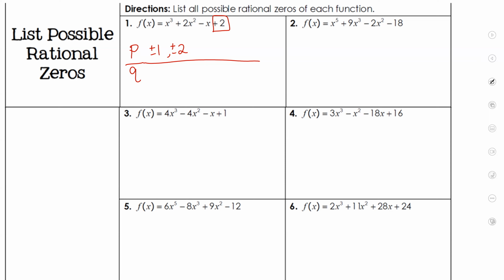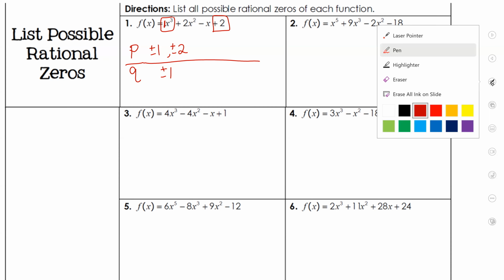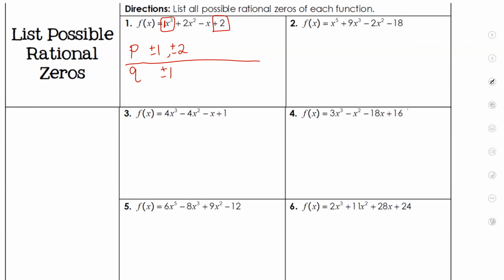The denominator q are all of the possible factors of the leading coefficient. In this case, the coefficient is 1. So the possible factors of 1 is 1 times 1 will give you 1, and a -1 times a -1 will give you 1. Okay, so let's go ahead and write my possible factors. My possible factors will basically be 1, -1, 2, and -2. That is a list of all of the possible rational zeros, okay?